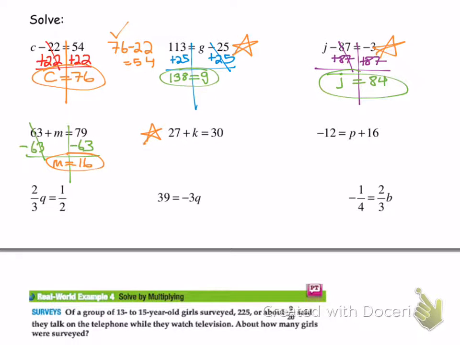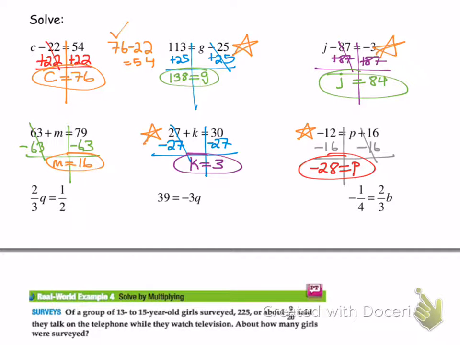Pause the video and try those two. So for this third one, negative 12 minus 16, make sure you remember the rules for operations with integers, positive, negative, plus or minus, all that stuff. And then this bottom row, you have 2/3 times q is equal to 1/2.